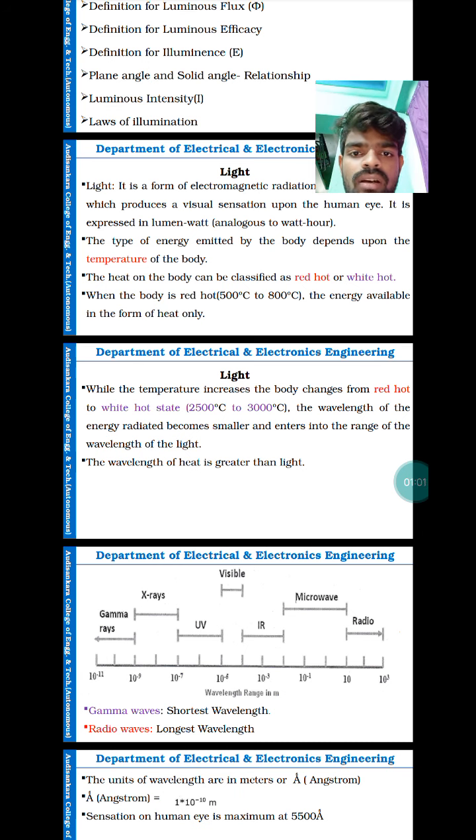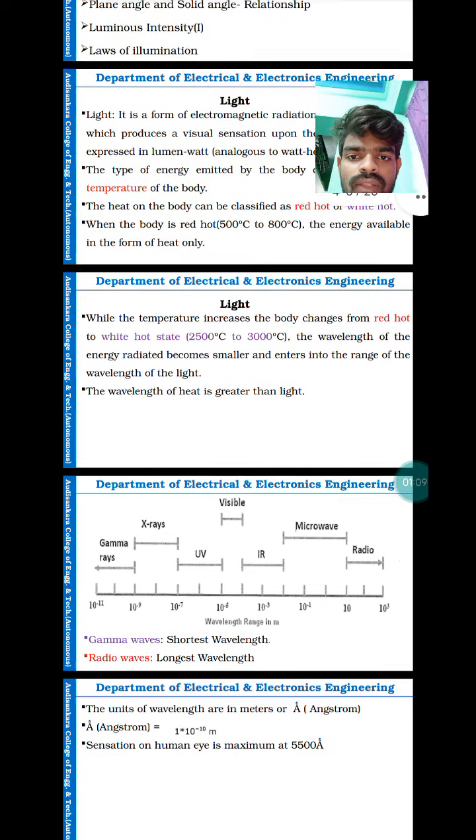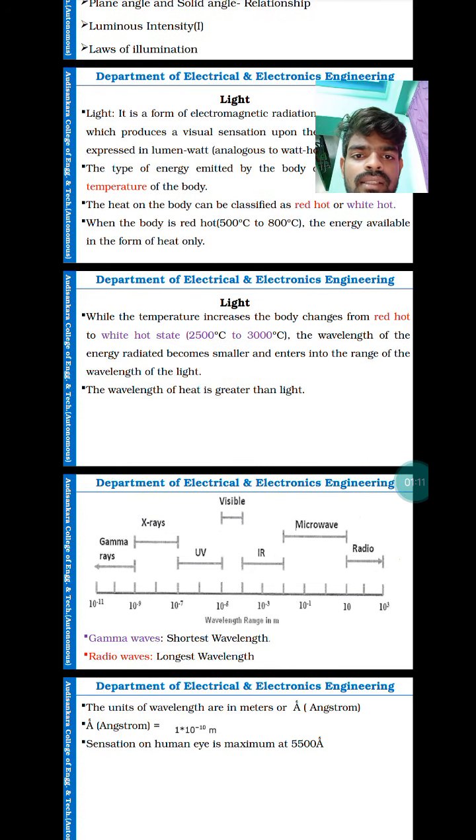When the body is red hot, 500 degrees centigrade to 800 degrees centigrade, energy is available in the form of heat only. When the temperature increases, the body changes from red hot to white hot state, 2500 centigrade to 3000 centigrade. The wavelength of the energy radiated becomes smaller and enters into the range of wavelength of the light. The wavelength of the heat is greater than the light.